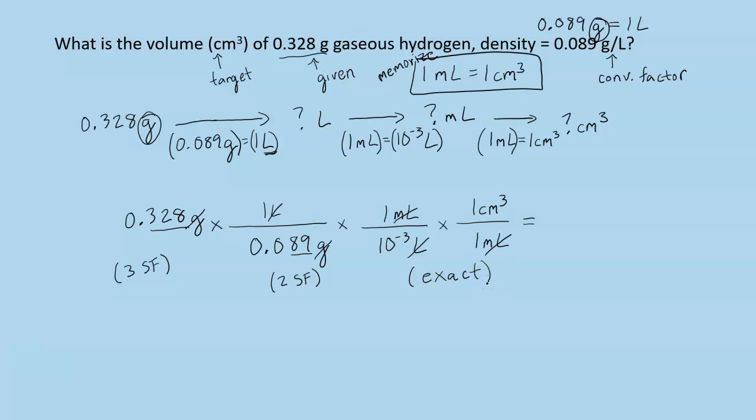All of your ones are of course going to be exact, and anything for your metric prefixes or definitions like 1 milliliter equals 1 centimeter cubed, those are all exact. So the density actually limits my answer to 2 sig figs. And rounding this to 2 significant figures, you will get back 3.7 times 10 raised to the 3rd power centimeters cubed.